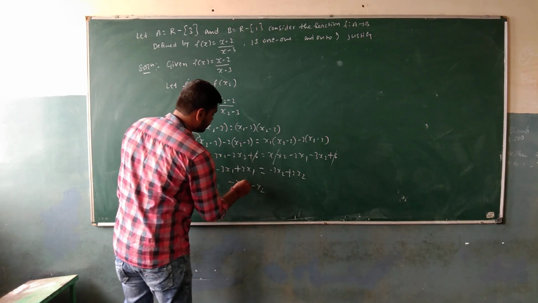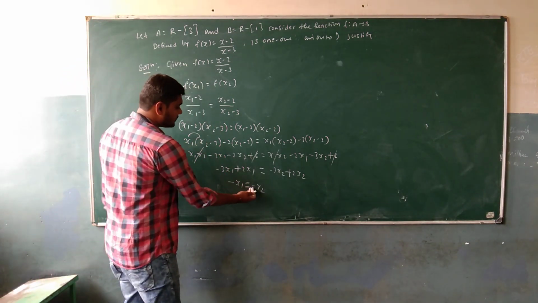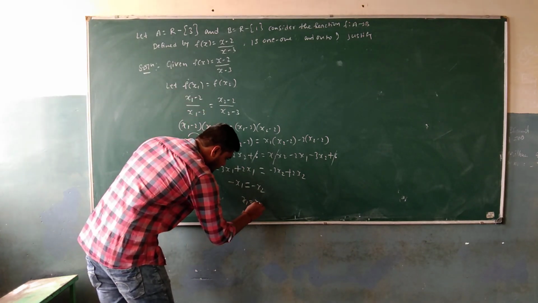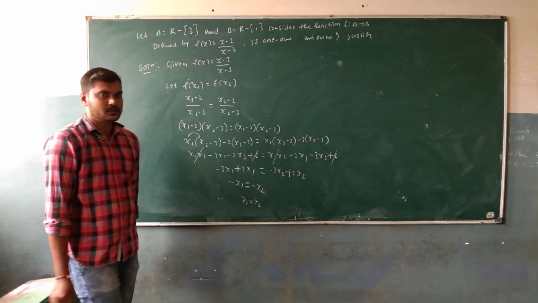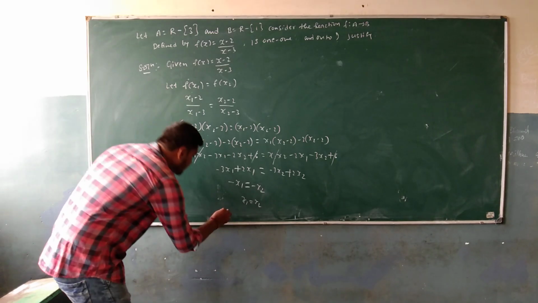Minus x1 is equal to minus x2. Here the negative signs cancel, so it's going to be x1 is equal to x2. When x1 is equal to x2, then we can say that it is a one-one function. It is a one-one function.